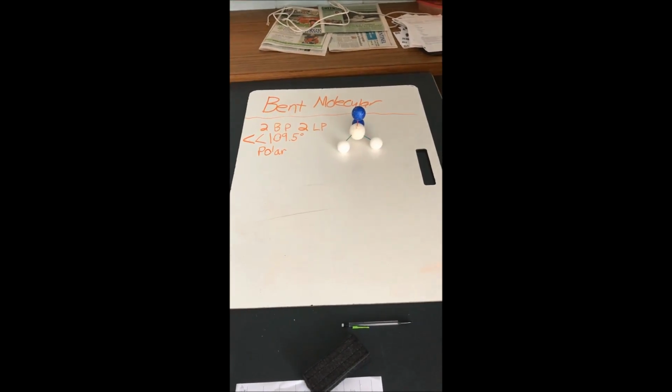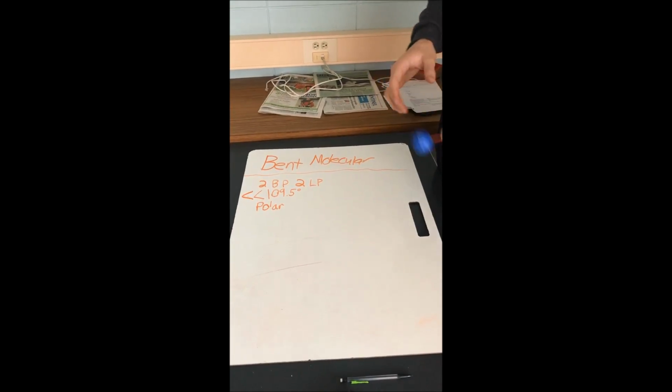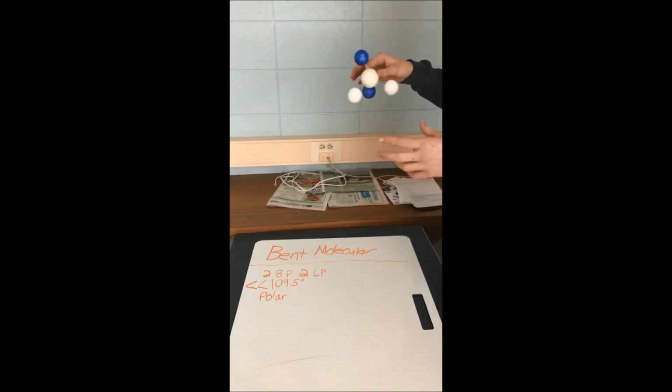Alright. It says bent molecular. This is what it looks like. It has 2 bonded pairs, which are these 2, and 2 lone pairs, which are these 2. It's called bent molecular because the 2 that are bonded end up making a bend, like this.